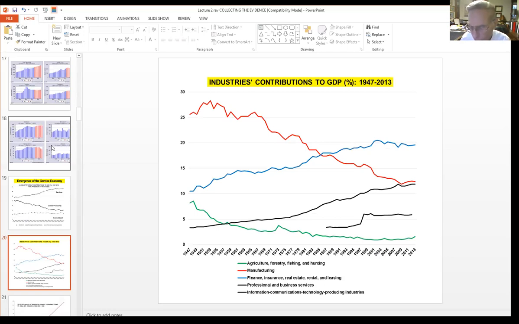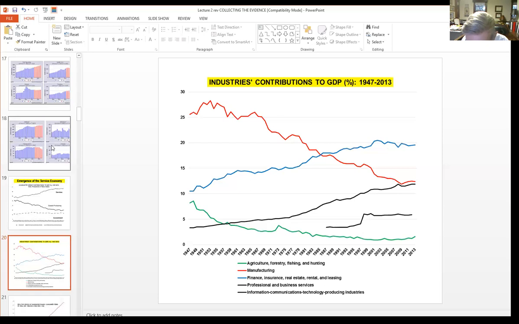And I can't remember the E. Anyway, you can see that those services have been increasing. And then starting around 1988, we have a new line, a new hound in the hunt. And that's the digital economy. Information, communication, technology, producing industries. And if we were to extend this line out past 2013, which is as far as this graph goes, what we would see is that the digital industries, the technology industries, are really growing rapidly, and manufacturing continues to decline.